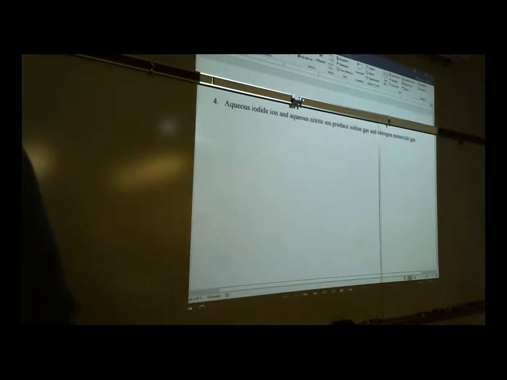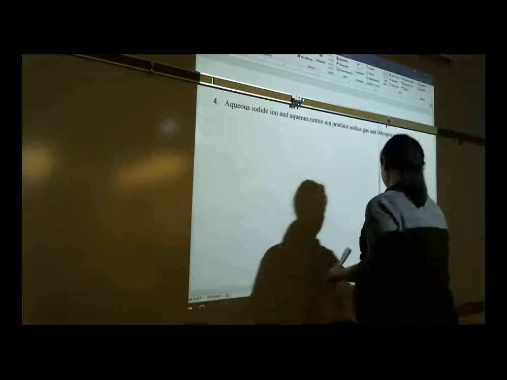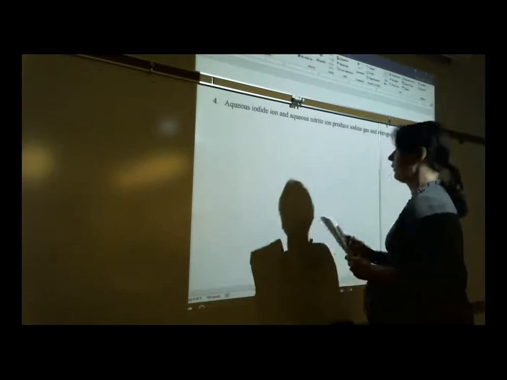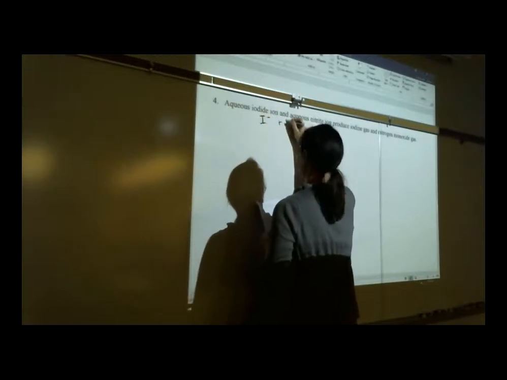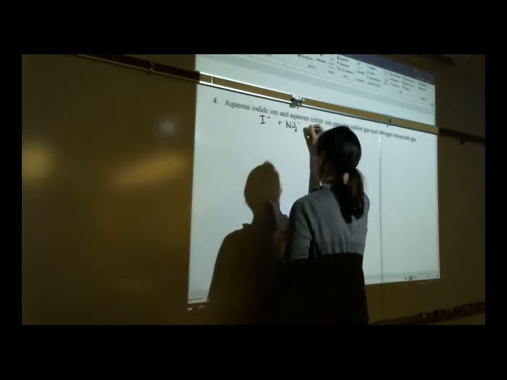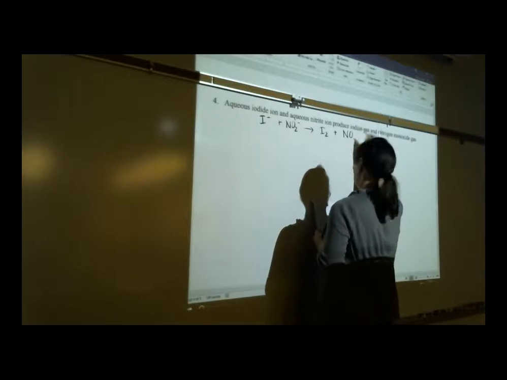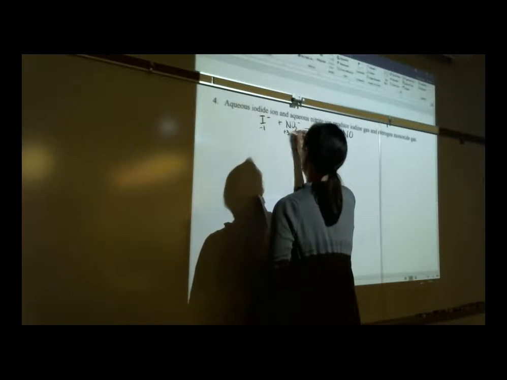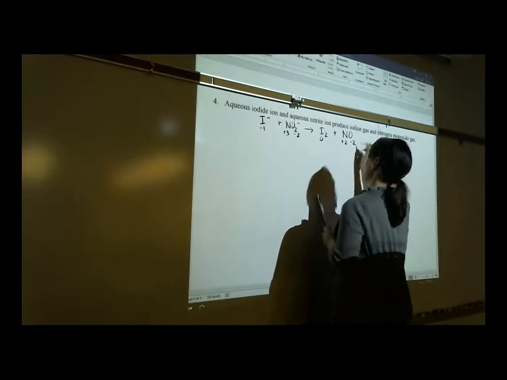All right, so this is our last one. We're going to do an acid solution, and then we're going to move on to problems that are being balanced in base solution. So we need to write a reaction. Iodide is I minus, and nitrite, NO2 minus, producing I2 and NO. All right, so our oxidation numbers -1, +3, -2, 0, +2, and -2.